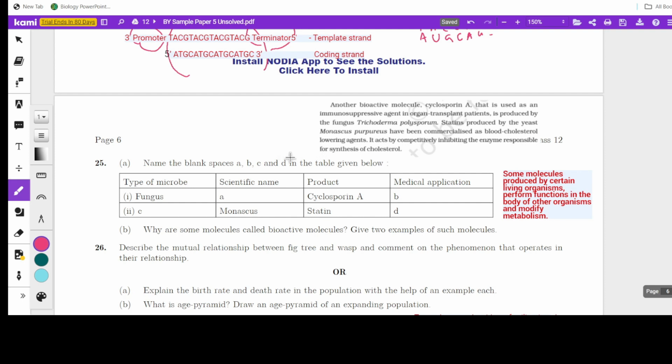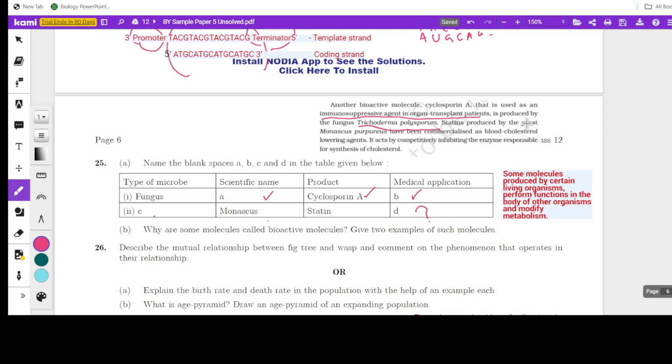Now coming to question number 25. Name the blank spaces A, B, C and D in the table given below. Fungus, scientific name, cyclosporin, medical application. You remember we have discussed Trichoderma polysporum. That is the scientific name, and we can extract cyclosporin from that. It's a bioactive molecule. And what is its medical application? It can be used as an immunosuppressive agent in organ transplant patients. Now the next one is Monascus purpureus. It's also given here. Monascus purpureus has been commercialized as a blood cholesterol lowering agent. That is the medical application.